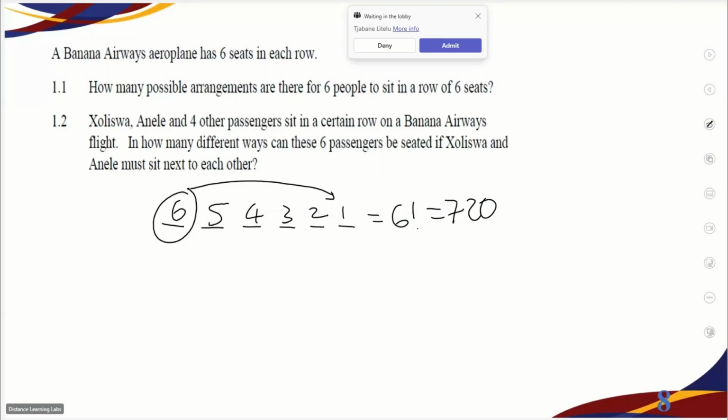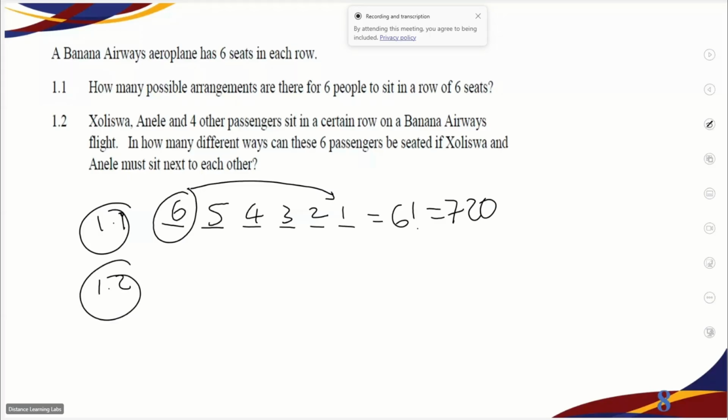The second question, 1.2. 1.2 says, Toliswa and Anele and 4 other passengers sit in a certain row on Banana Airways flights. In how many different ways can these 6 passengers be seated? If Toliswa and Anele must sit next to each other, meaning we are grouping Toliswa and Anele because they want to sit next to each other.